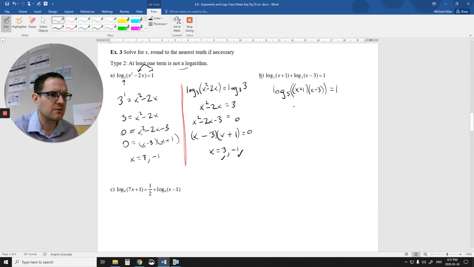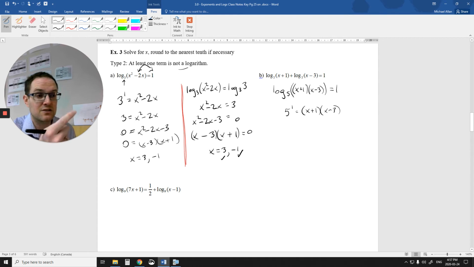Yeah, so we could just do our log rules here. So this is 5 to the power of 1 is equal to (x plus 1)(x minus 3). This is me just changing it into exponential form. So the base is 5. I'm going to switch these two sides. So 5 to the 1 is equal to whatever is inside the log. We're going to have to do a little bit of math. Either way, we would have done math. Or, of course, we're doing math right now.